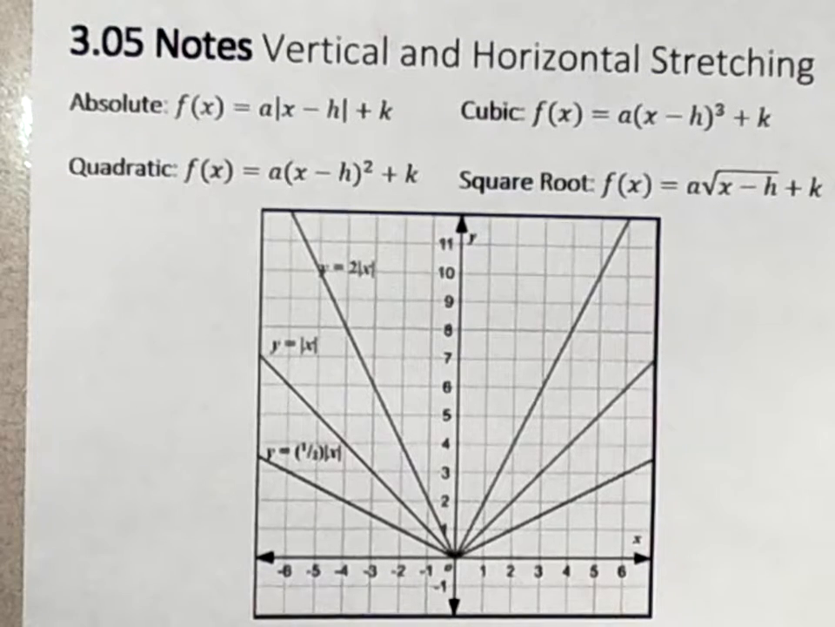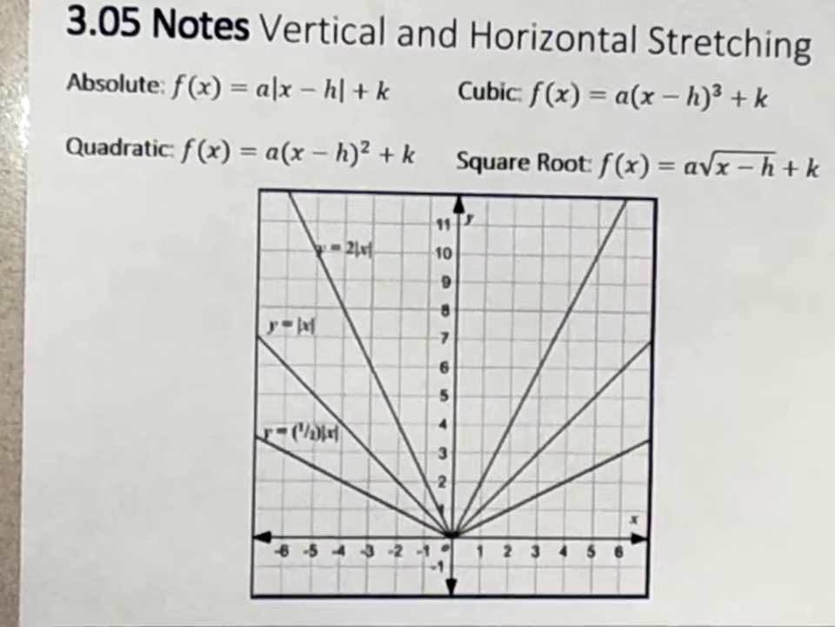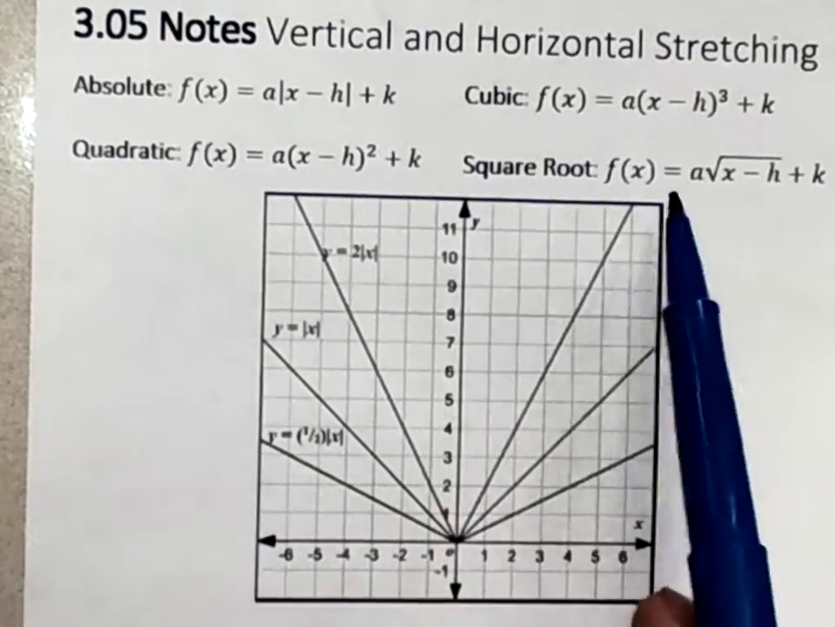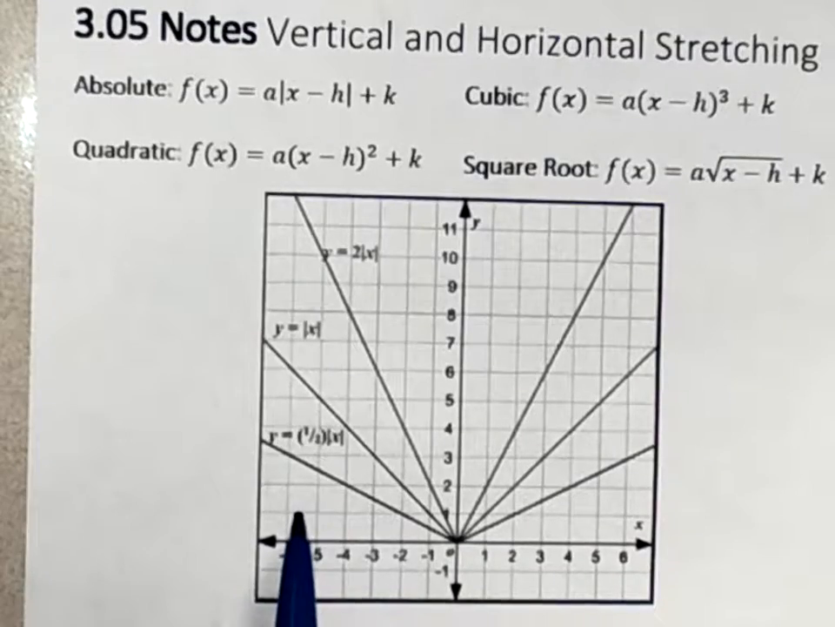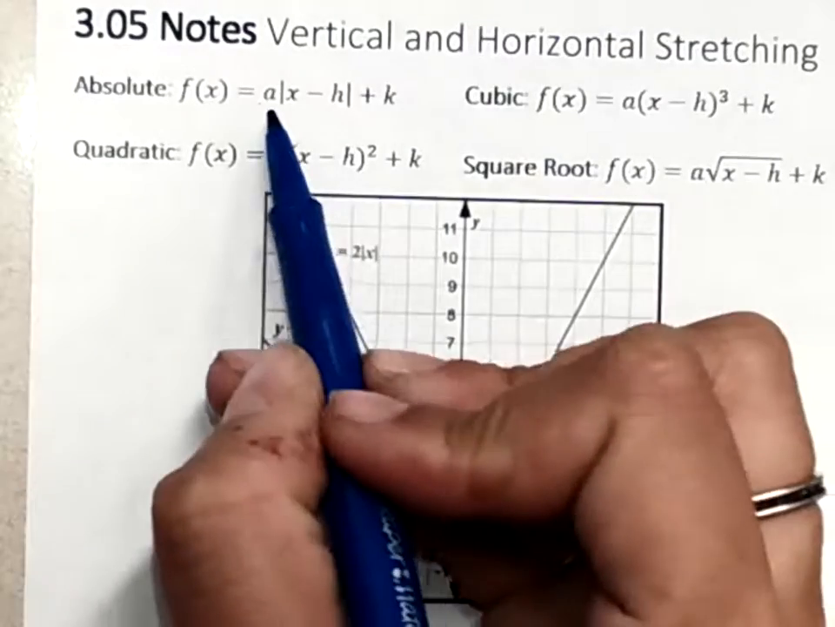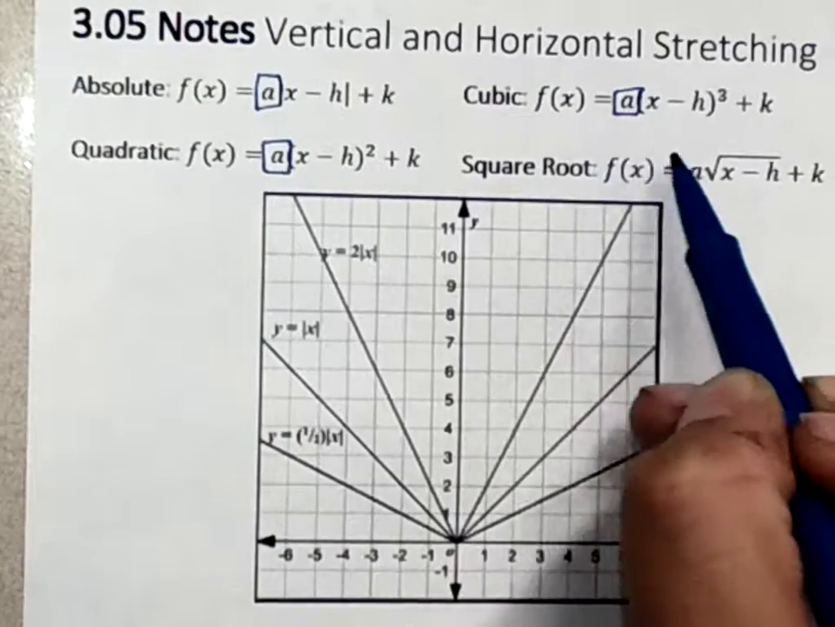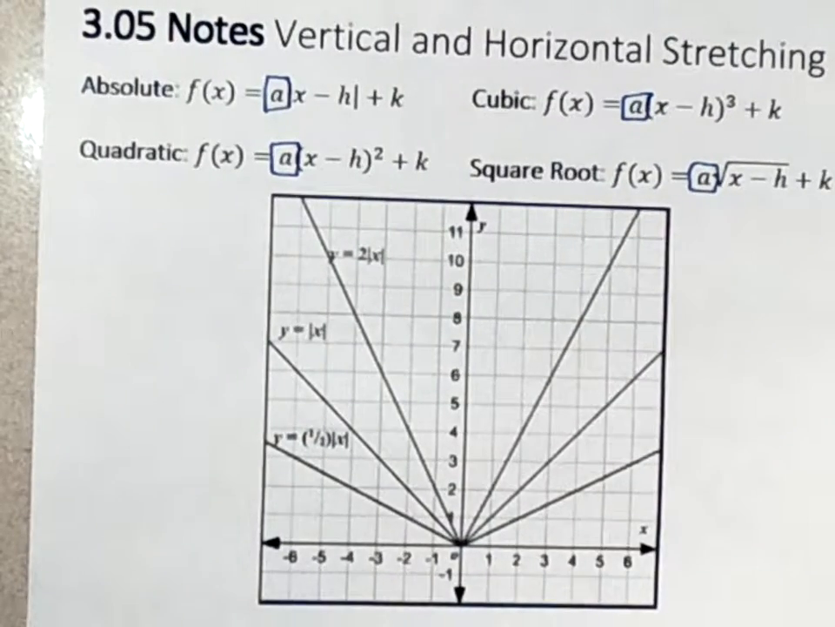In these notes, we're going to talk about vertical and horizontal stretching. So I've given us our functions for absolute, cubic, quadratic, and square roots up at the top just to remind us. And today we're going to be talking about a, which is the coefficient in front of our x that tells us whether things are stretching or shrinking.